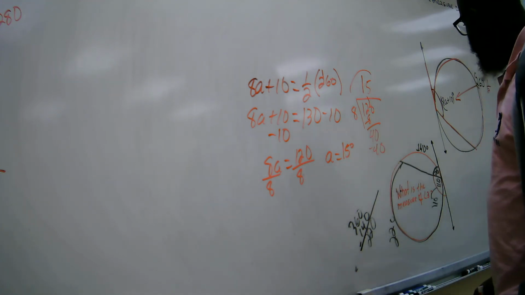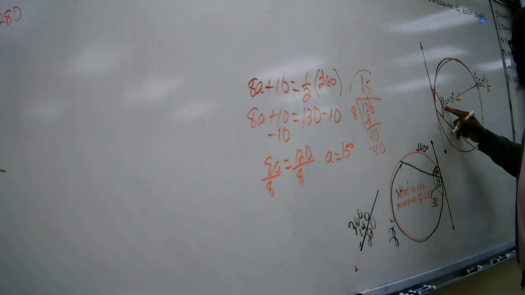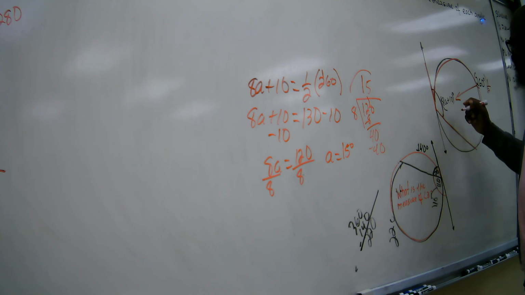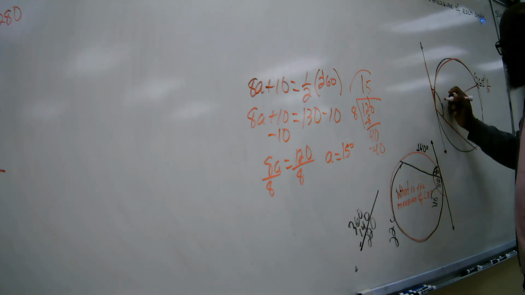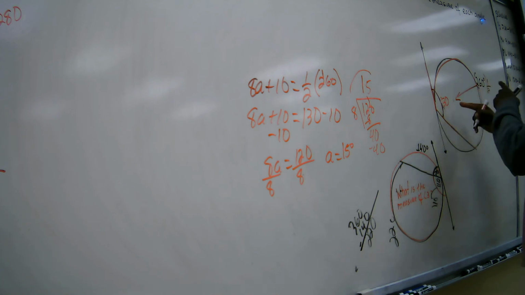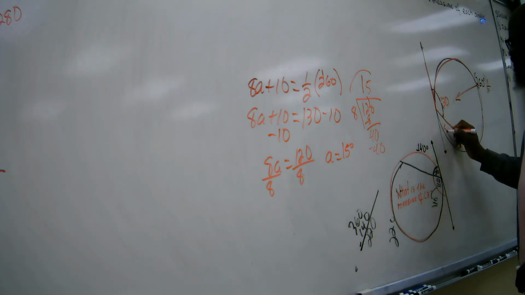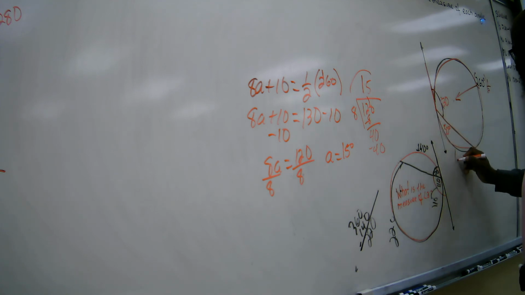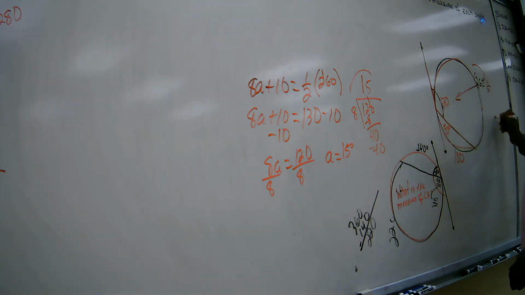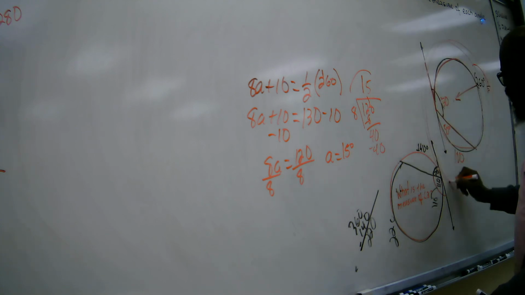When a is 15 degrees, 8 times 15 is 120. 120 plus 10 is 130. This angle is 130. What is half of 260? 130. If this is 130, this has to be 50 degrees. If this is 50 degrees, this has to be 100 degrees. Then that will give you your 360 all the way around.